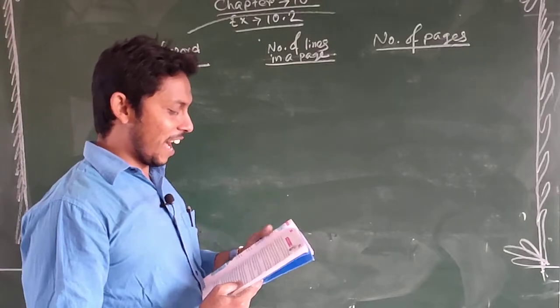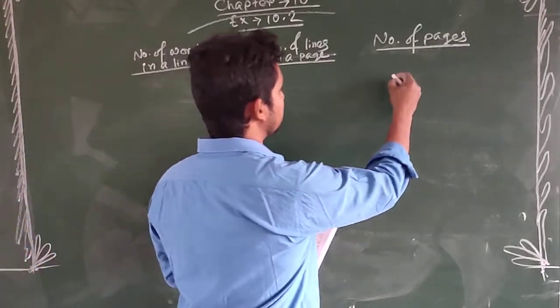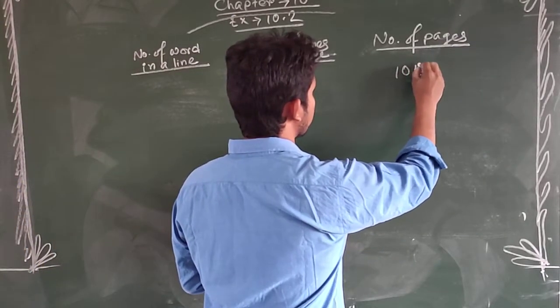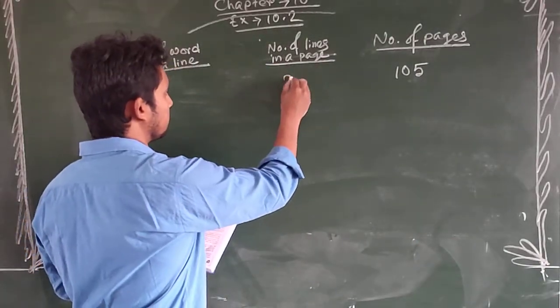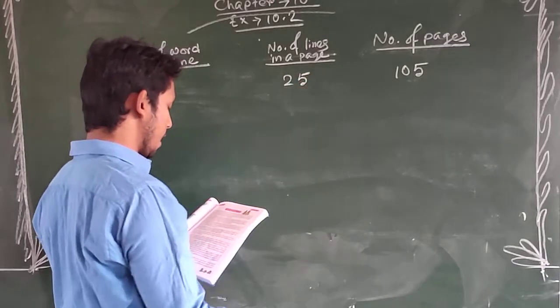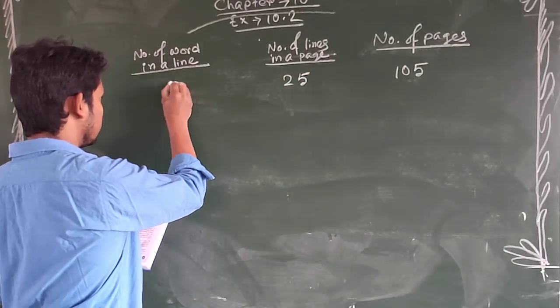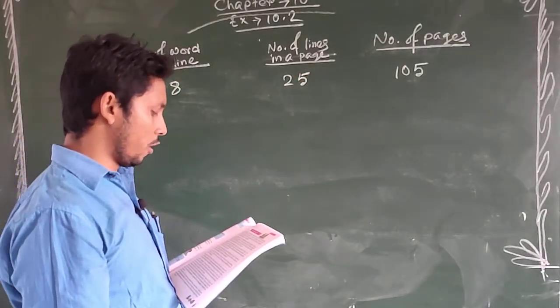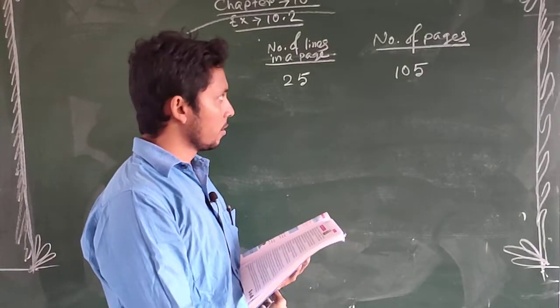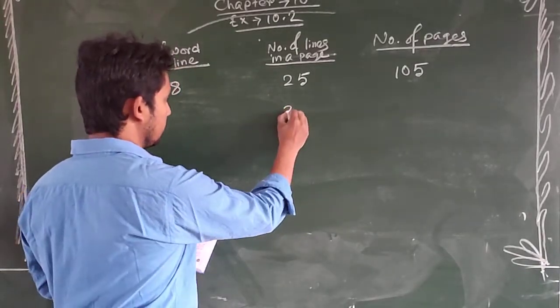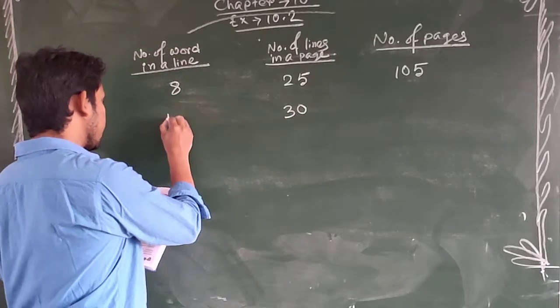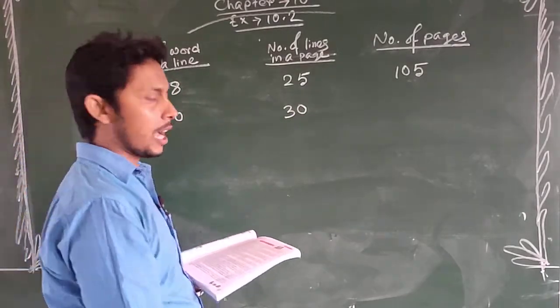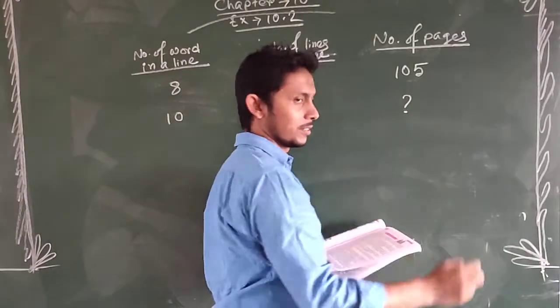Now look there, 105 pages are total, and then 25 lines are there. How many words in a line? 8 words in each line. Next one, 30 lines are there and 10 words in each line. How many pages will be required?